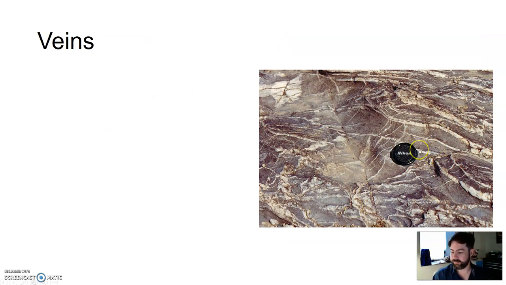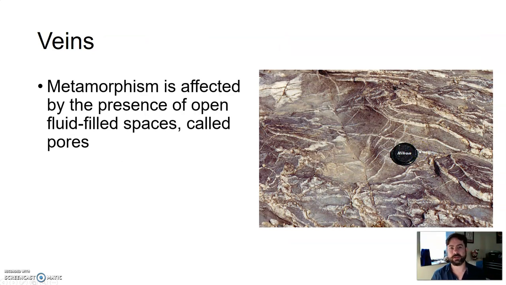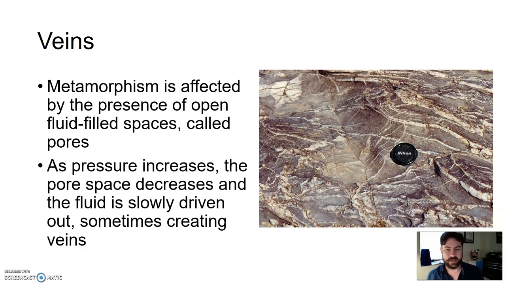You can also get veins. Metamorphism is often affected by the presence of open fluid-filled spaces called pores. These are small spaces in between the individual pieces of a rock, microscopic, sometimes even submicroscopic. As pressure increases on a rock, the pore spaces decrease and the fluid is driven out, sometimes creating veins as this material is squirted through everywhere.